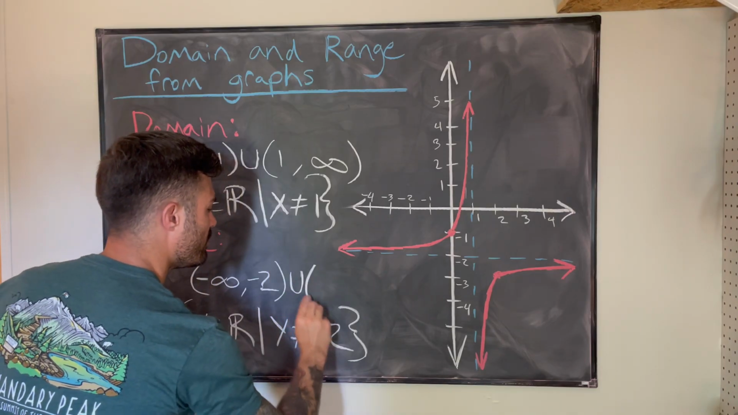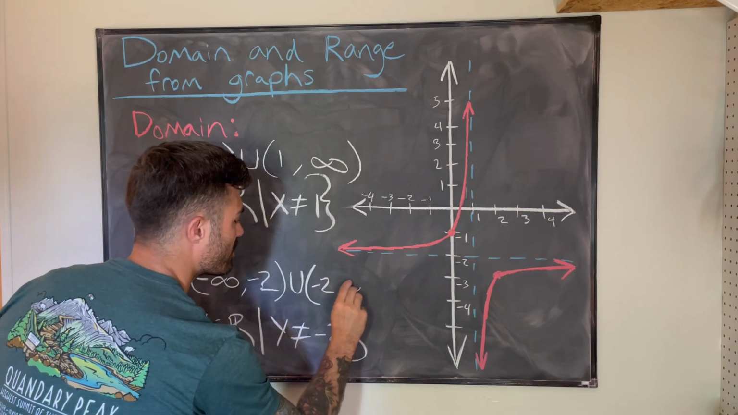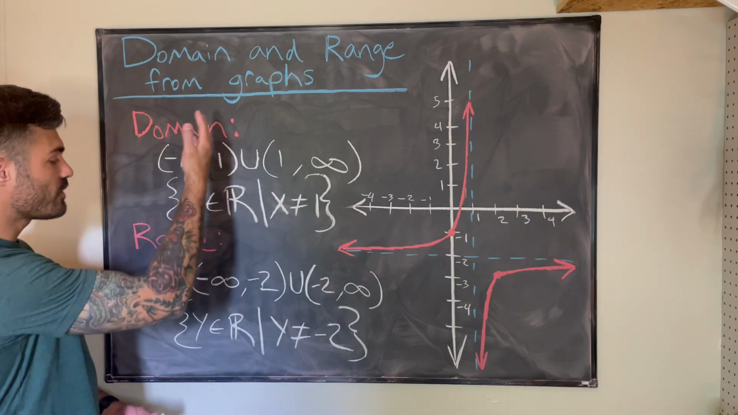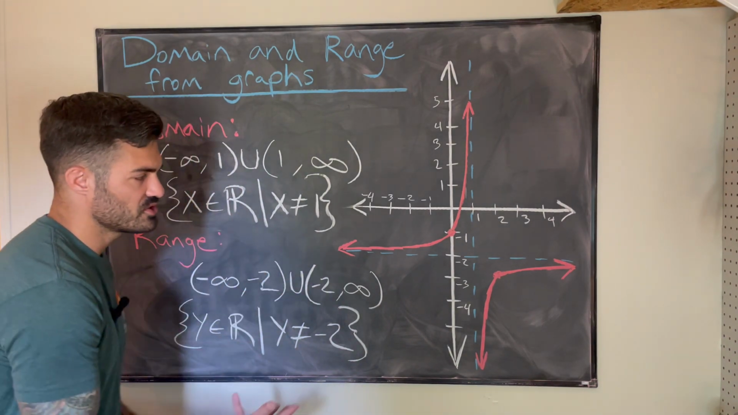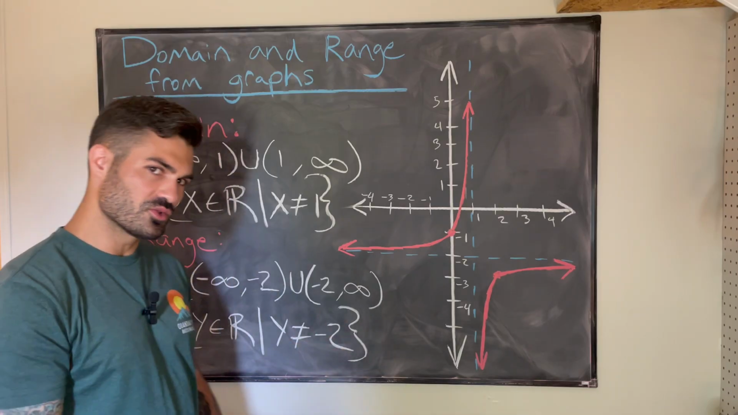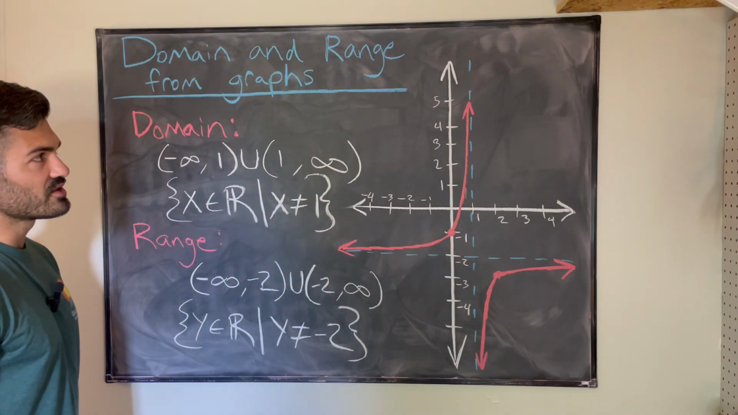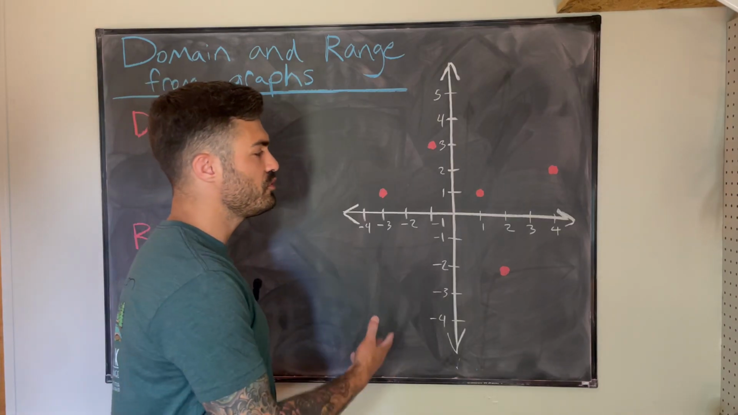We're skipping over -2 and then continuing on to infinity. These are very common ways to write the domain and range of rational functions, which very often have vertical asymptotes and horizontal asymptotes where we need to skip over numbers like this. So I told you I'd give you a few weird examples.